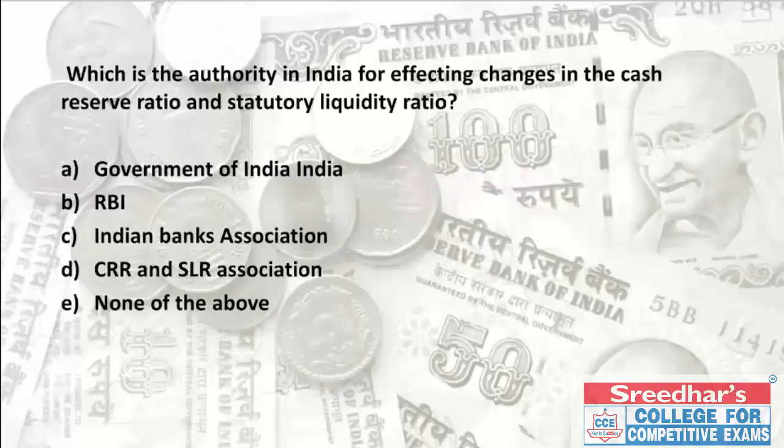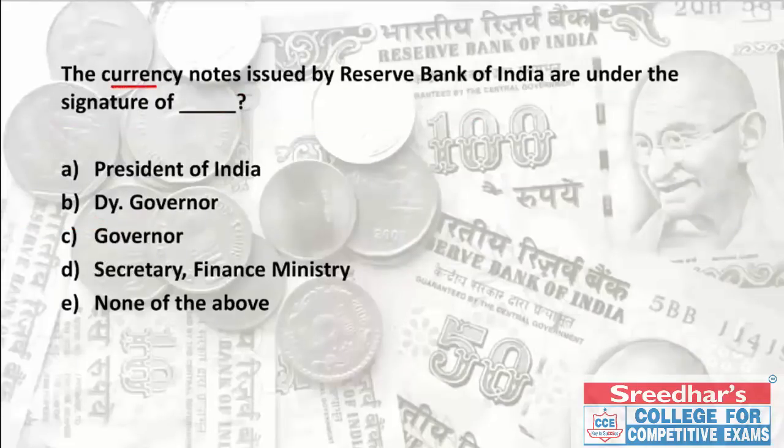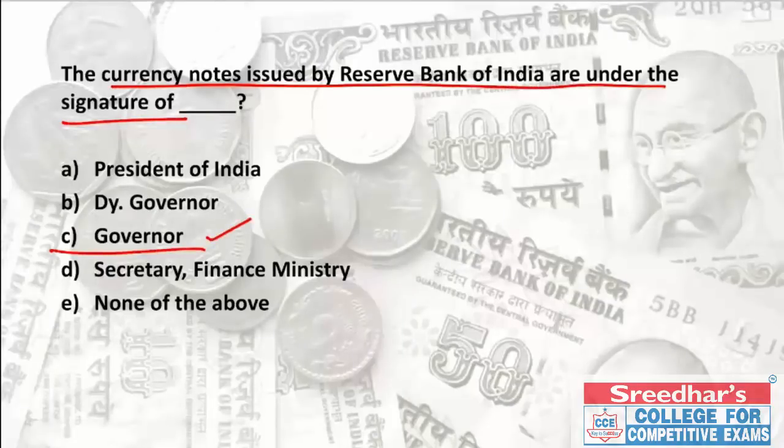Which is the authority in India for effecting changes in the cash reserve ratio and statutory liquidity ratio? It is RBI, well known. The currency notes issued by Reserve Bank of India are under the signature of the Governor of RBI.